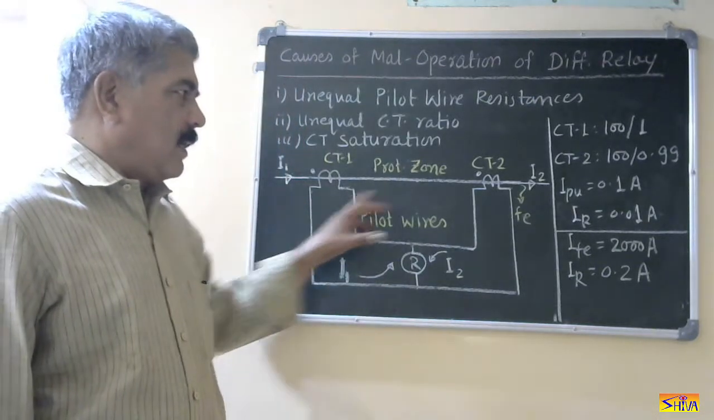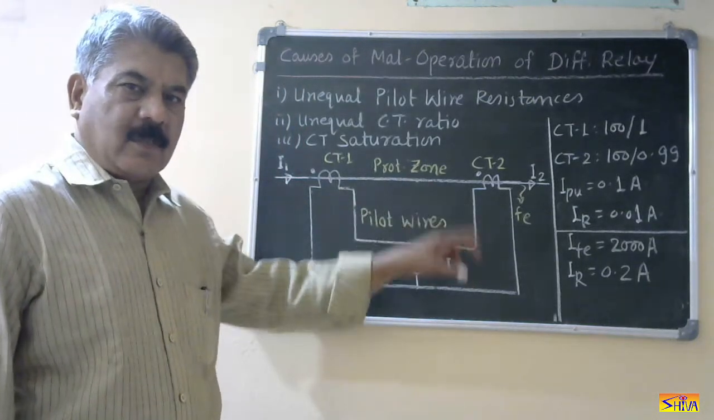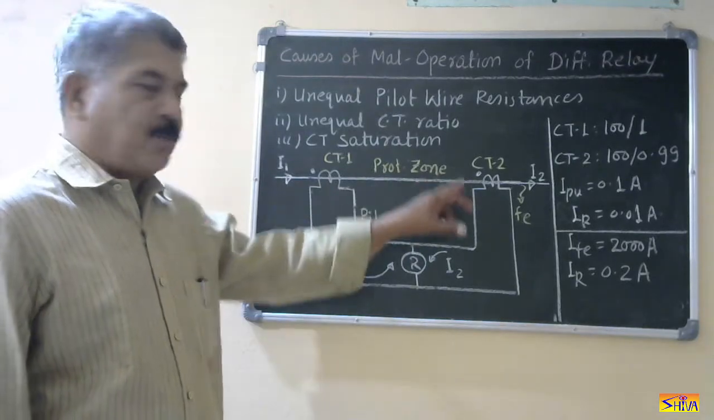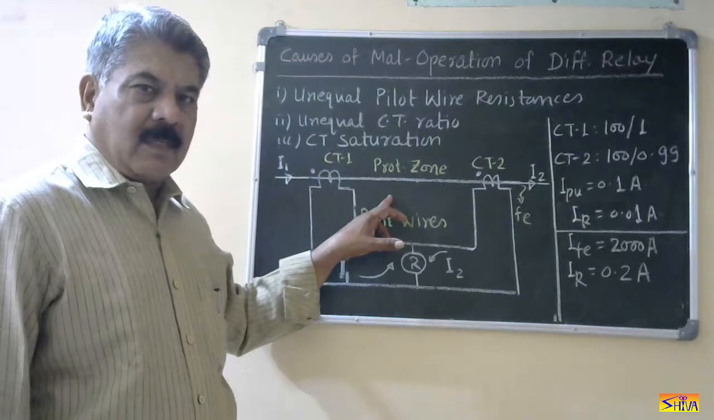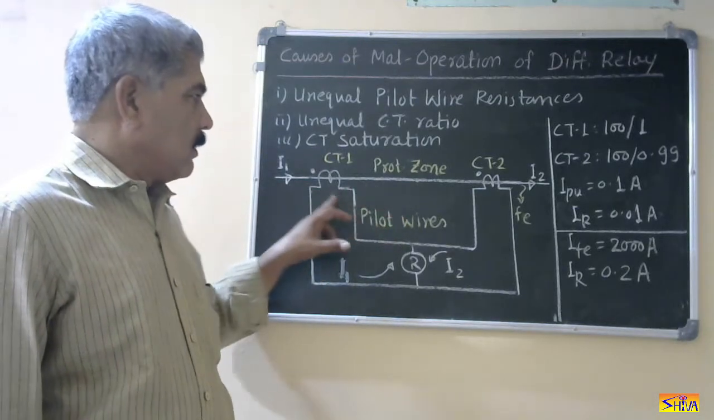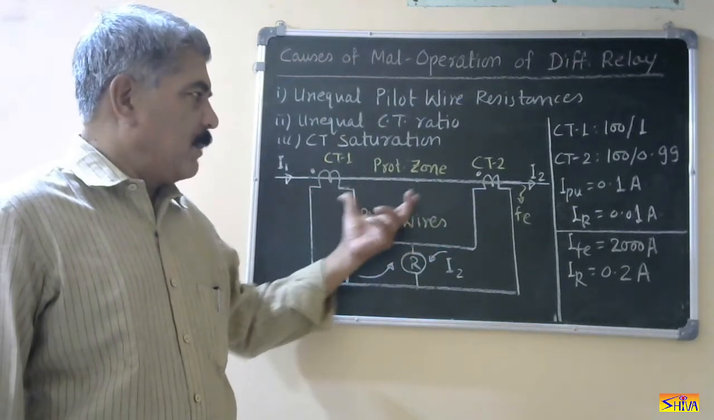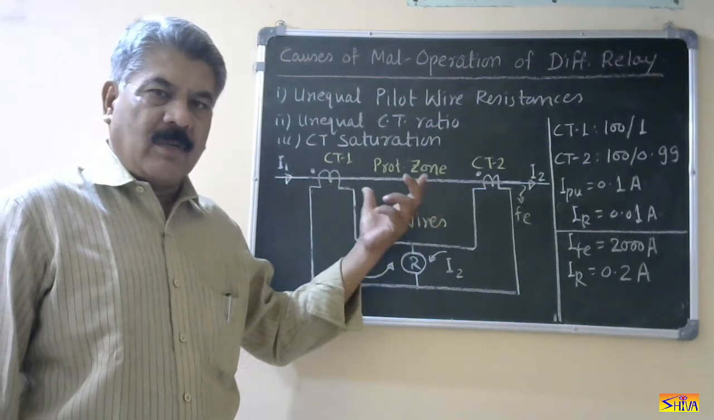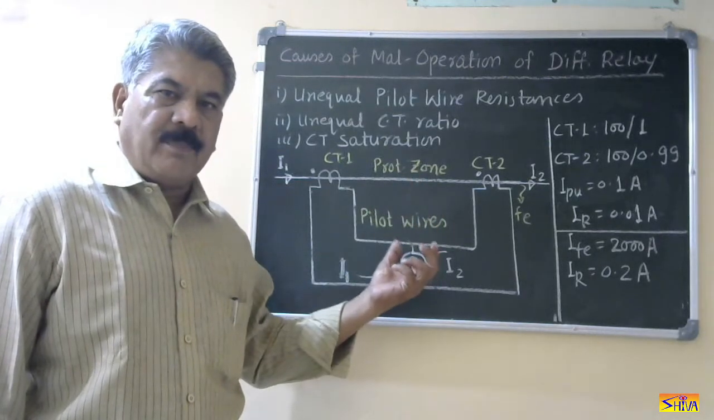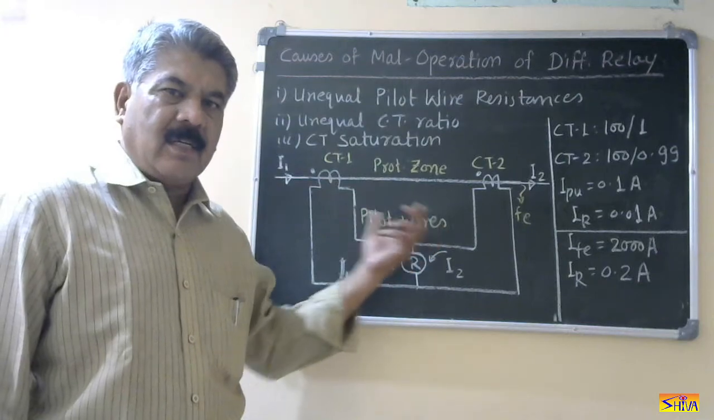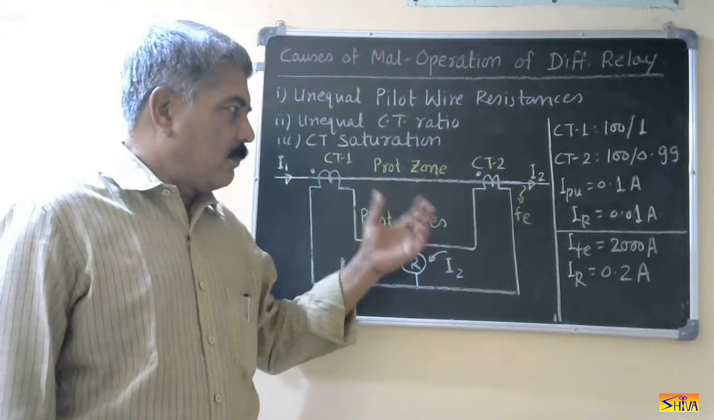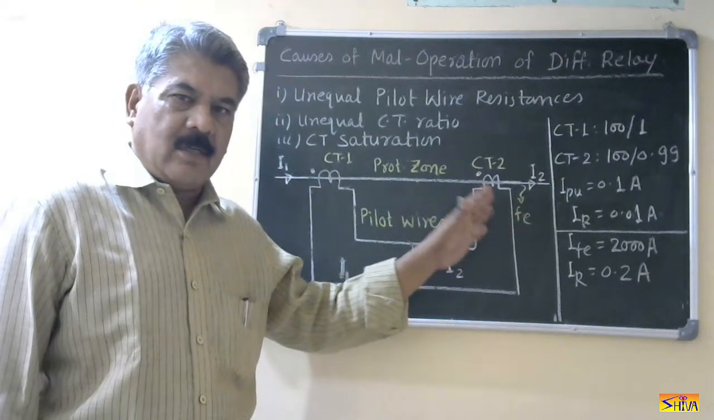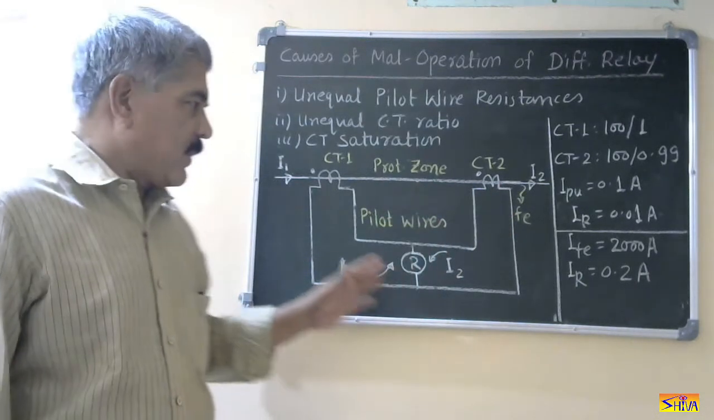So again, I will take the reference of the same diagram. This is the protected zone. It can be a transmission line, distribution line, transformer, generator, motor, or bus bar. These are two cities. In between these two cities, whatever equipment we are using, that is protected. It is a unique type of protection because it does not provide protection for faults outside the protected zone. It is not acting as backup protection.